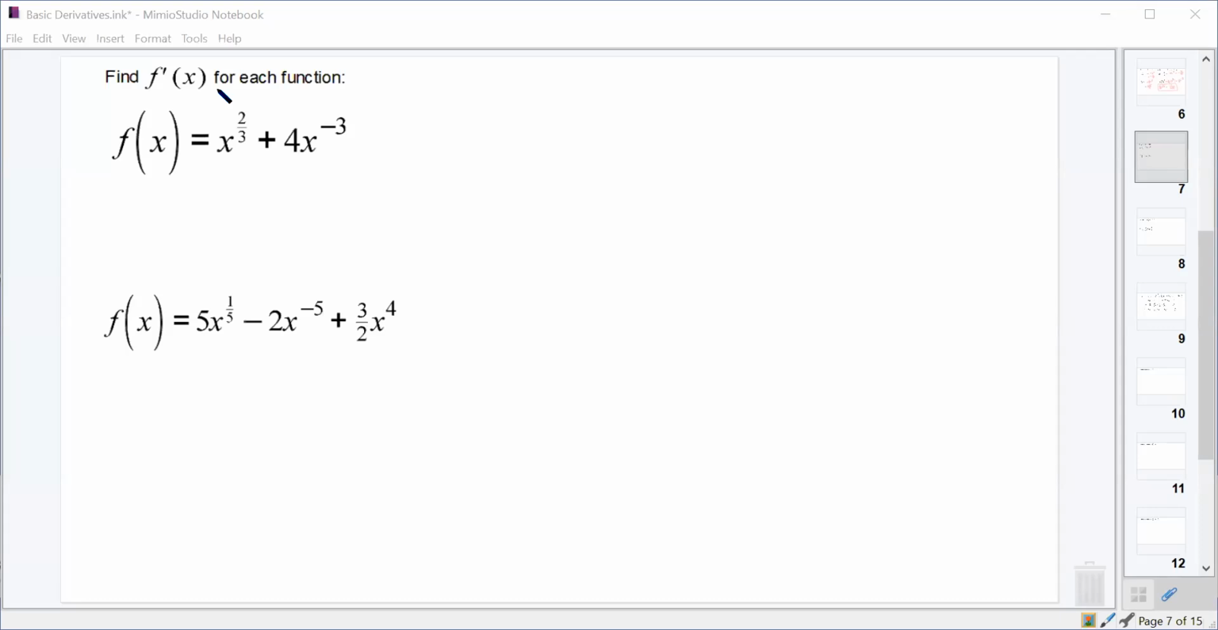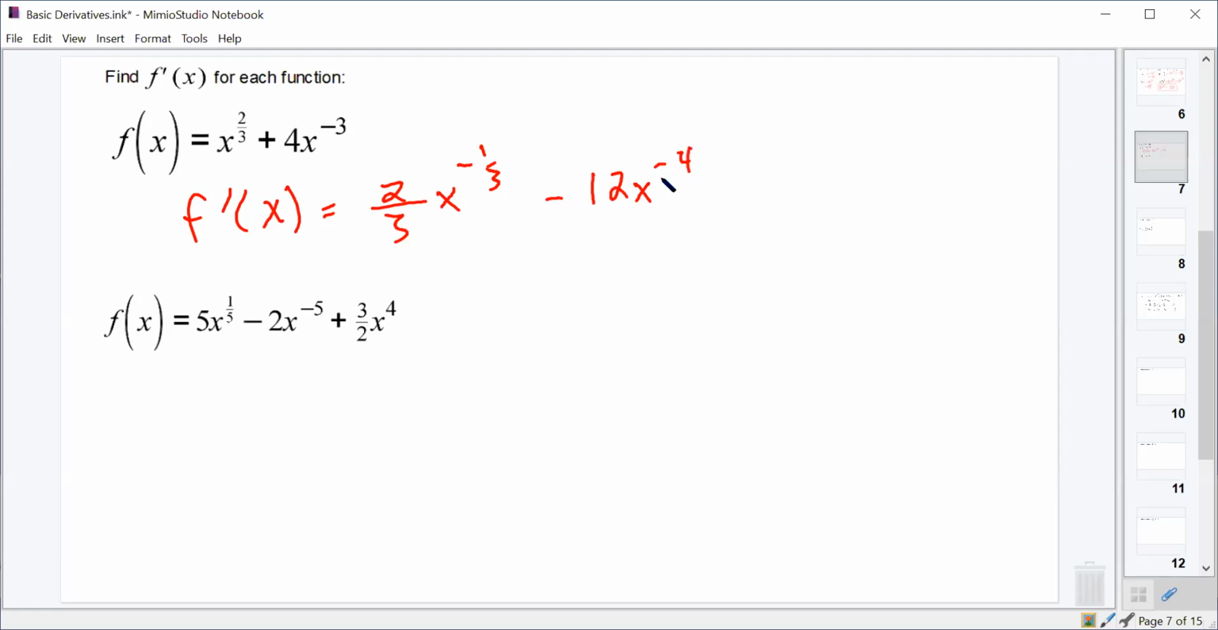All right, how'd that first one go? Any issues with that? The x to the 2/3 should become what? 2/3 x to the negative 1/3, and then the 4x to the negative 3 should become minus 12x to the negative 4. Good? Everybody good with that?